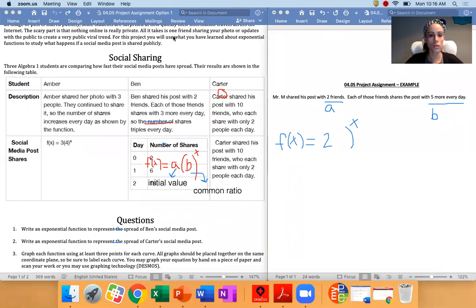So make sure, because that is an easy thing to do, I just did it, that copying errors are real. So always take your time and verify your answers prior to submitting. Okay, now we have our equation.